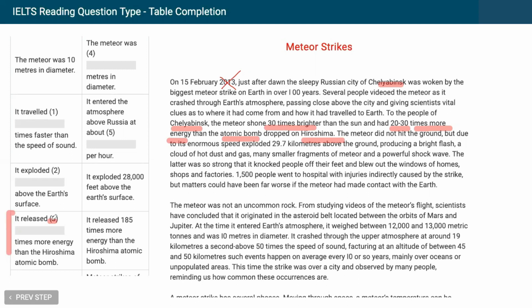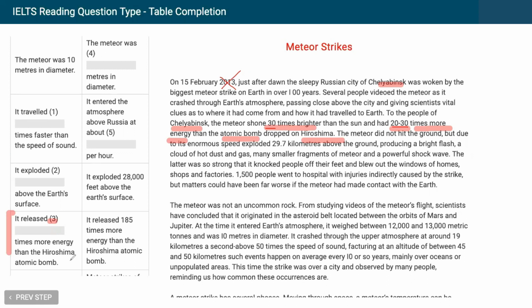So it says it released blank times more energy than the Hiroshima atomic bomb. And we are talking about Chelyabinsk in this left-hand side. So just to go ahead and read again, the meteor shone 30 times brighter than the sun and had 20 to 30 times more energy than the atomic bomb dropped on Hiroshima. Now, a very common pitfall with this is the fact that you see two different numbers. So you see 30 and you see 20 to 30.